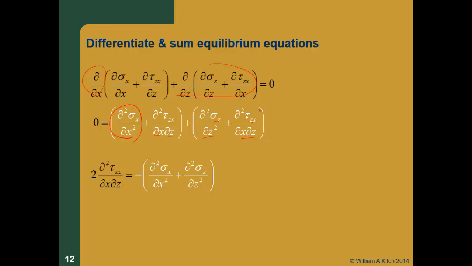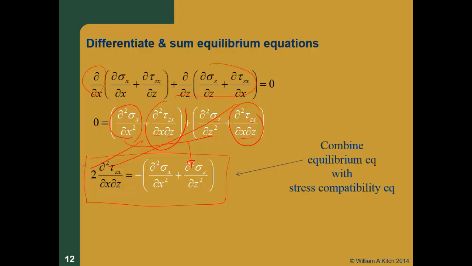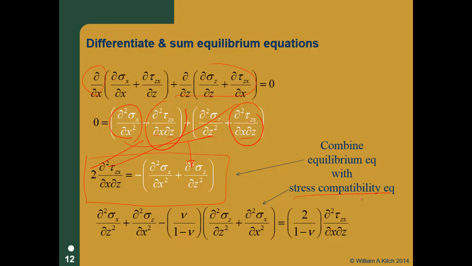So now what I'm going to do is pull the shear stress out, put it over here, and take these two and put them over here. I'm going to have this equation, and I'm doing this because, remember, look at the forms of these. These are the forms of the partials we have in the stress equilibrium equation. So now I'm going to combine that with the stress equilibrium equation.